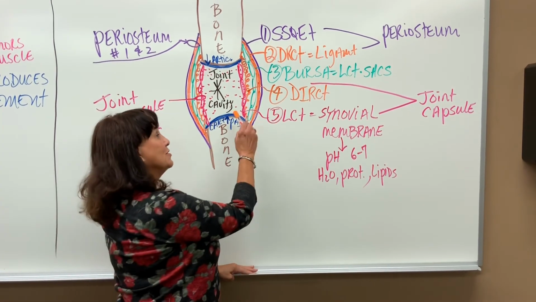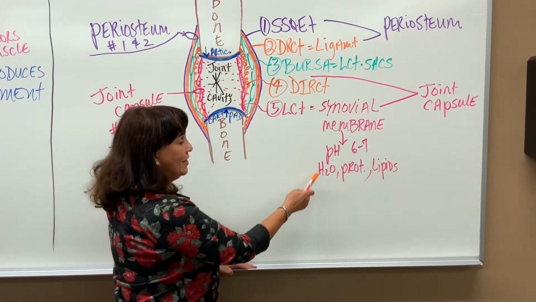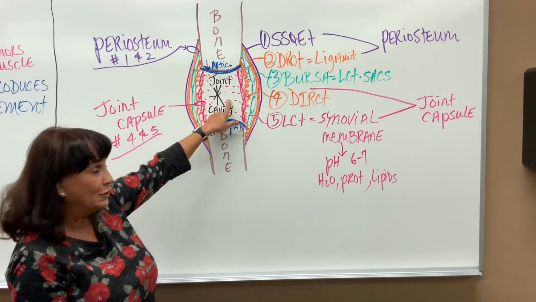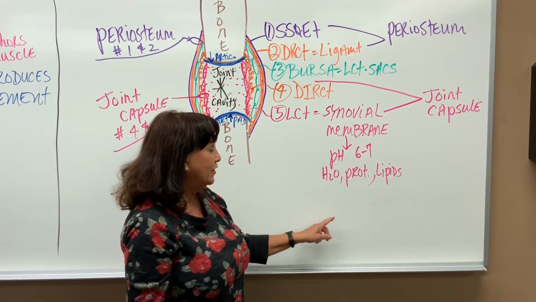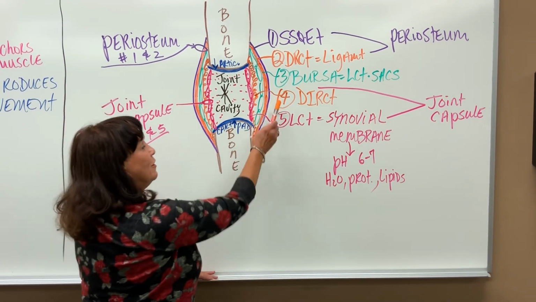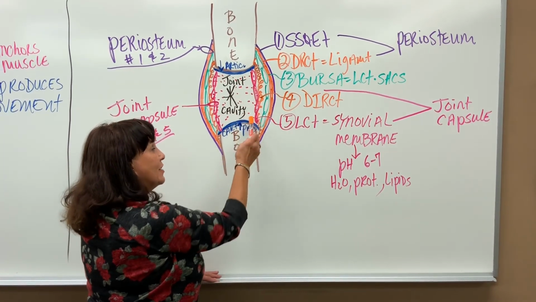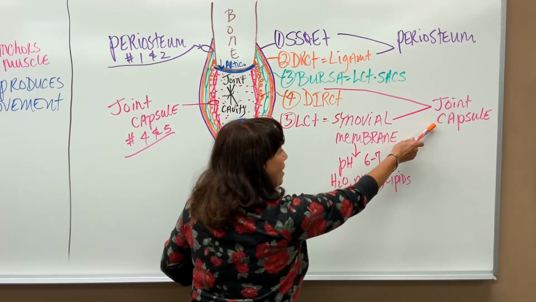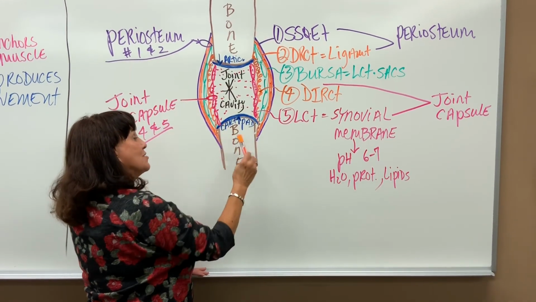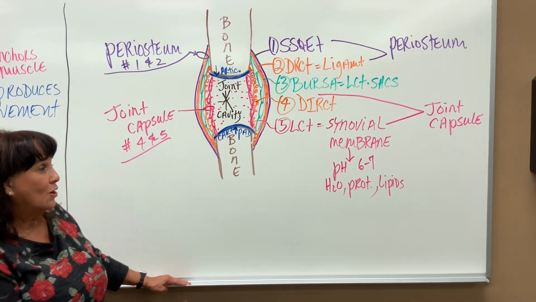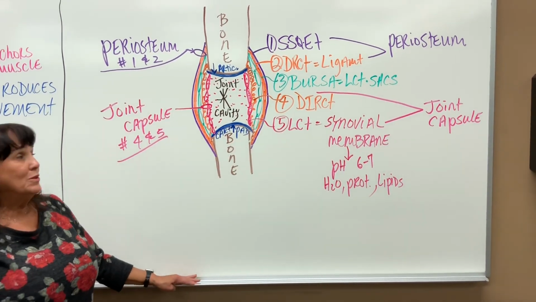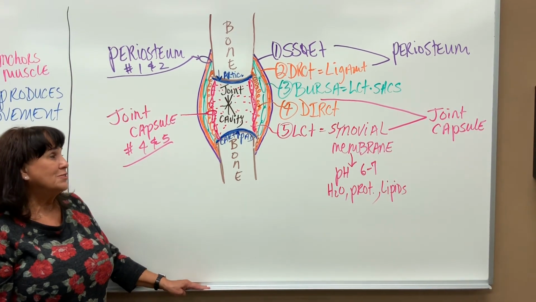And so this loose CT is the synovial membrane. The synovial membrane produces this liquid, the synovial fluid, and it has a pH of 6 to 7. What's it made out of? Water, protein, and fats, lipids. And so number 4 and 5, the dense irregular plus the layer of loose CT, make the joint capsule. So that's called the joint capsule, and the outside that's going to wrap it and attach it to the bone is basically called the periosteum. So that's the general anatomy of a very movable joint called a diarthrotic or synovial joint.